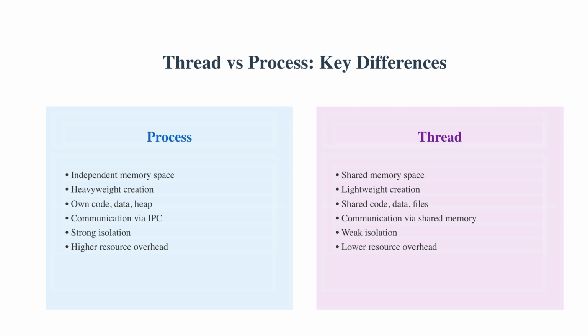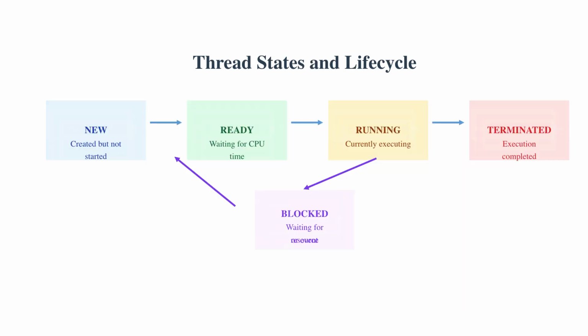Threads, on the other hand, are like roommates sharing the same apartment. They live together and share common resources. Threads within the same process share memory space, making them lightweight to create. They can directly access the same code, data, and files, which enables efficient communication but also introduces the need for careful synchronization, something we'll explore in detail in upcoming lessons. This fundamental difference in resource sharing is why threads are preferred for tasks that need to work closely together, while processes are better for completely independent tasks that need strong isolation.